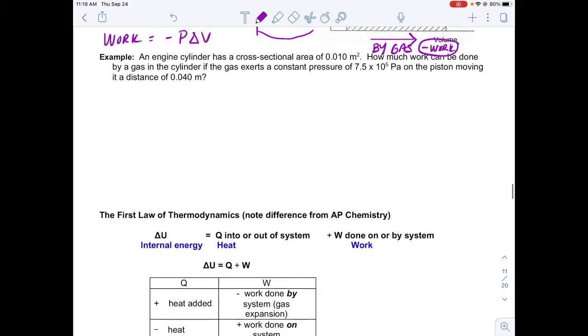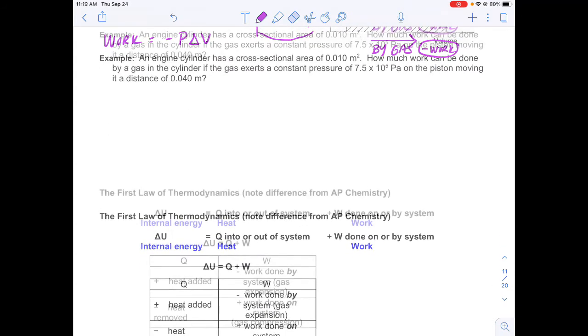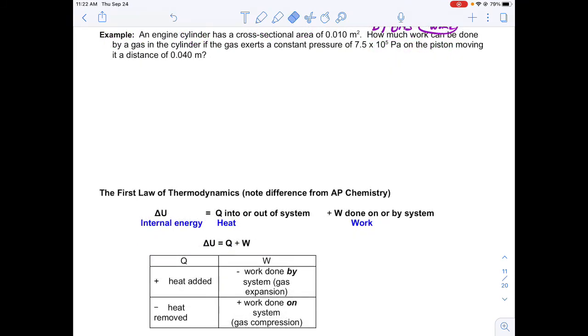Let's look at an example. An engine cylinder has a cross-sectional area of 0.010 meters squared. Let's sketch this as we go here. So I'm going to draw a cylinder. How much work can be done by a gas? So by a gas means the gas is going to push and expand the cylinder.